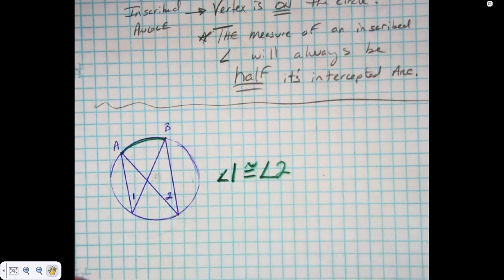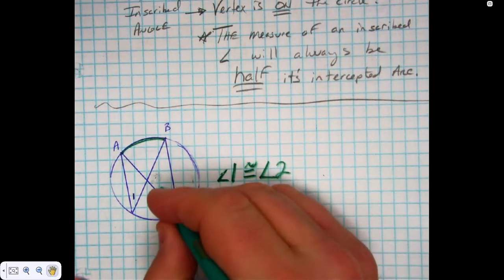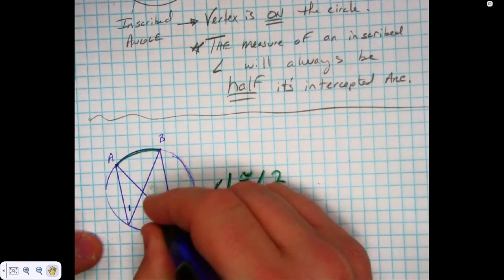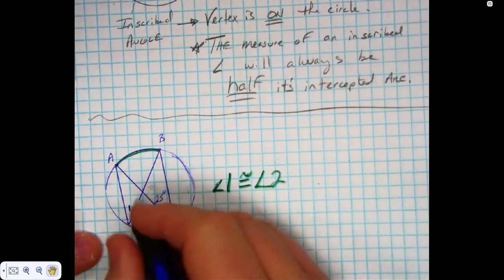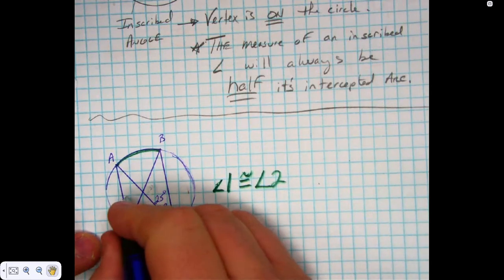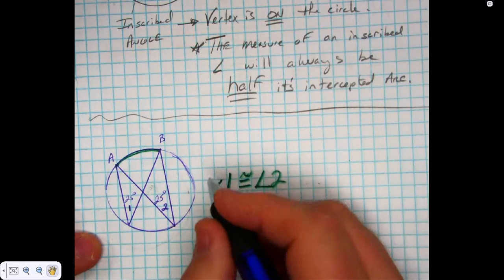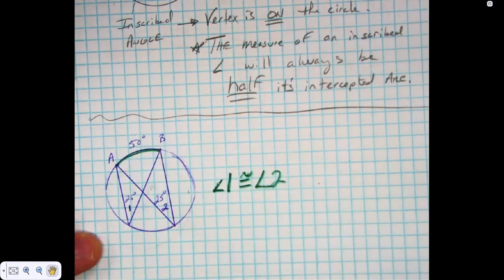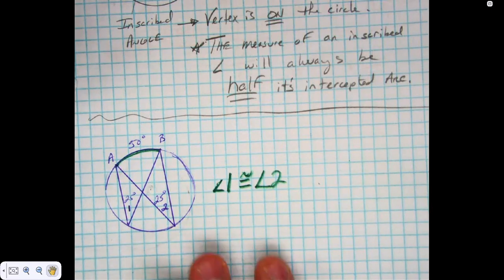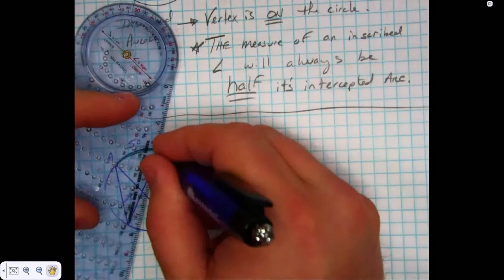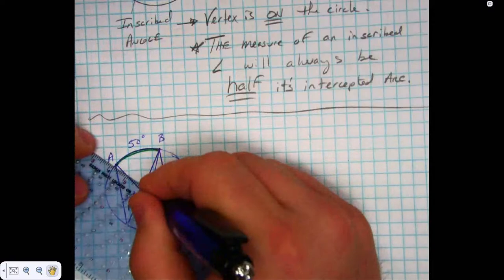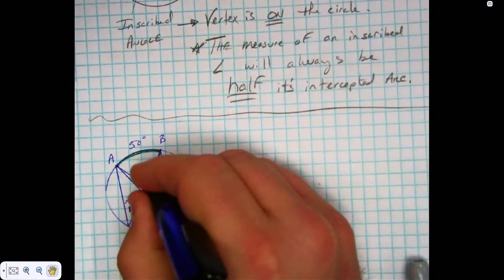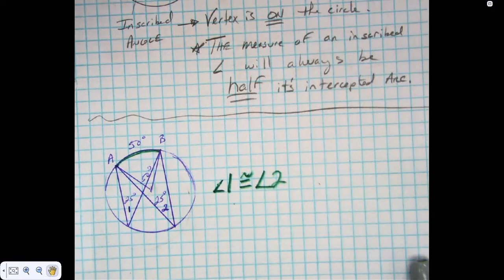Congruent. What if I told you the measure of angle 2 was 25 degrees. What's the measure of angle 1? What's the measure of arc AB? It has to be 50, doesn't it? What's the measure of this central angle then right here? What's the measure of that angle? 50 degrees. So it all works together?